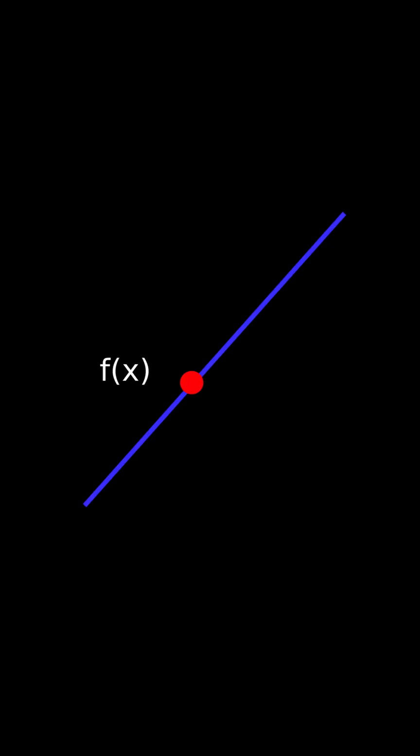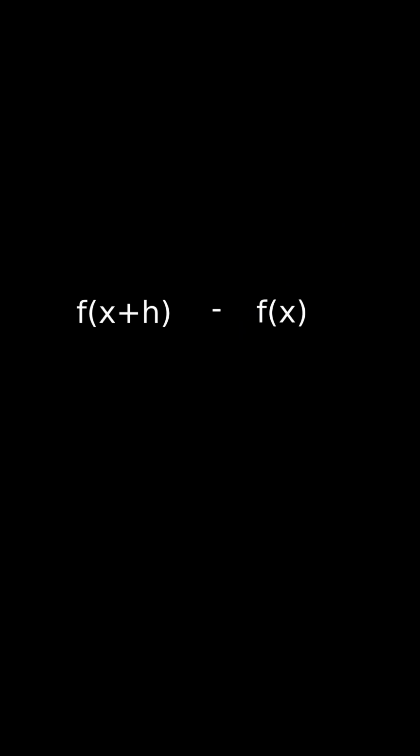To calculate a derivative, we take the value of the function at a point, then measure it again a tiny step further along. By dividing the difference in function values by the size of the step, we get the rate of change at that point.